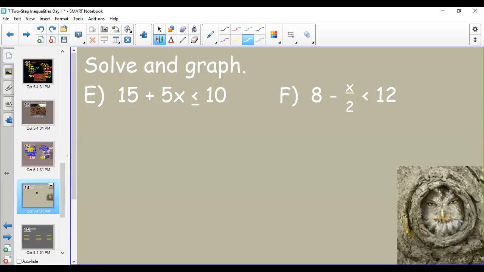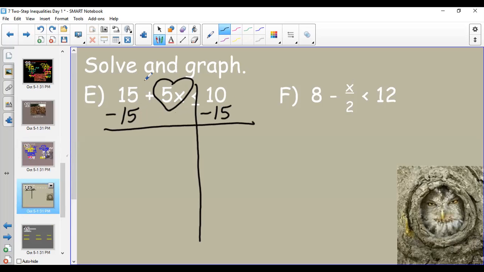All right, next question. Going to draw a line down the inequality symbol. Happy couple here is 5x. We're going to get rid of the outsider by subtracting 15. So I'm going to get 5x. Now when I subtract both sides, it does not flip, it stays the same. 10 minus 15 is -5.